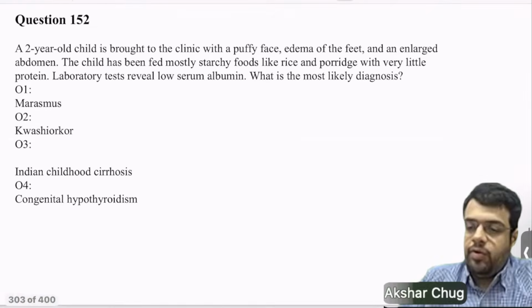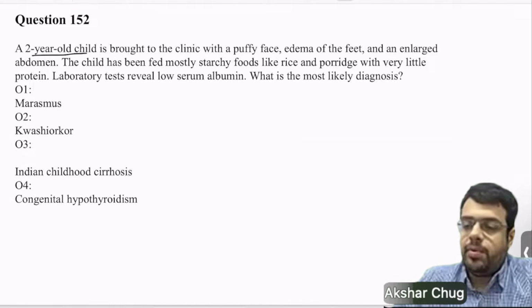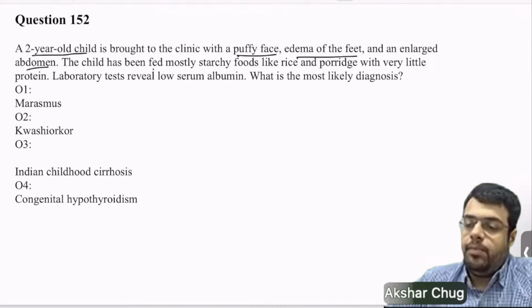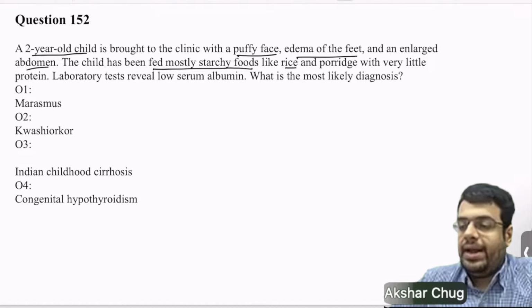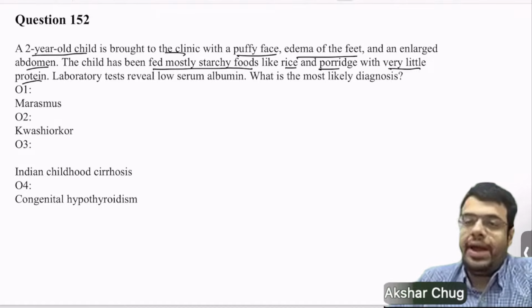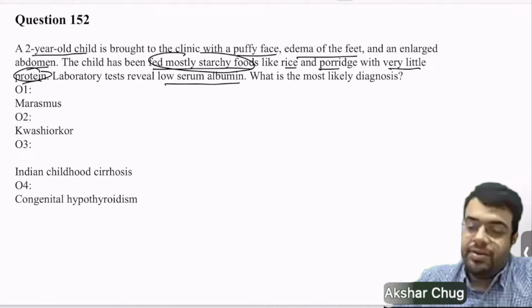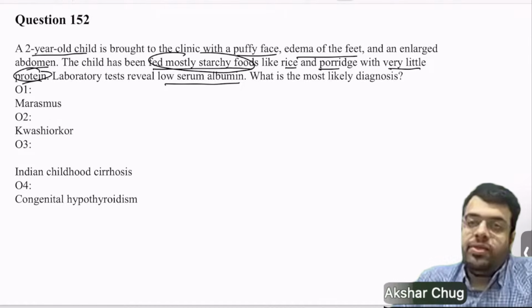Question 142. A 2-year-old child is brought to the clinic with a puffy face, edema of the feet, enlarged abdomen. Child has been fed mostly starchy food like rice, porridge with very little protein. So we can see that there is no calorie deficit, but there is a clear protein deficiency. Laboratory test reveals low serum albumin. What is the most likely diagnosis? Now here there is isolated protein deficiency, so the answer is kwashiorkor.